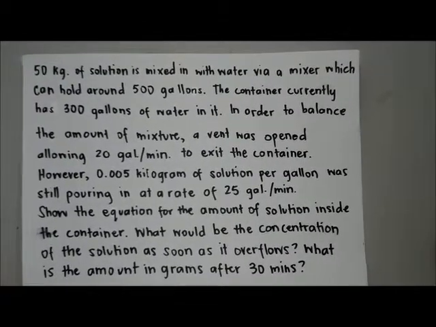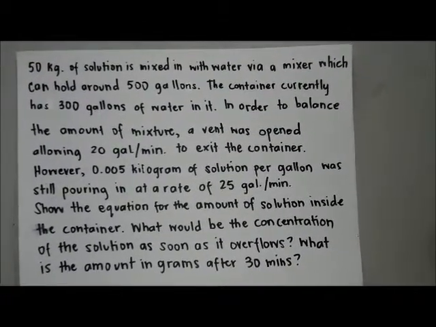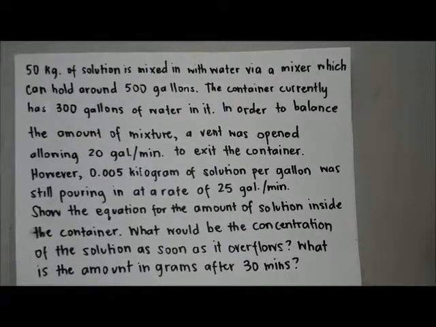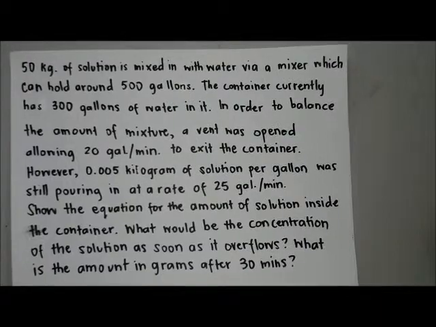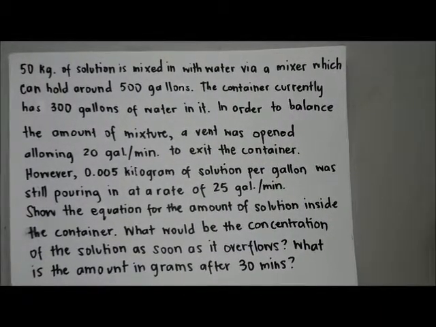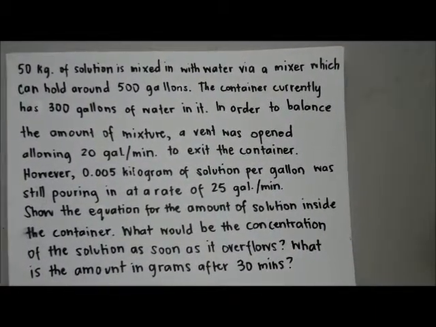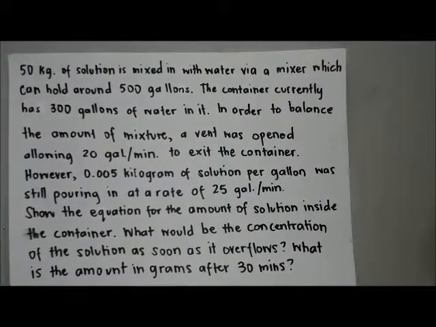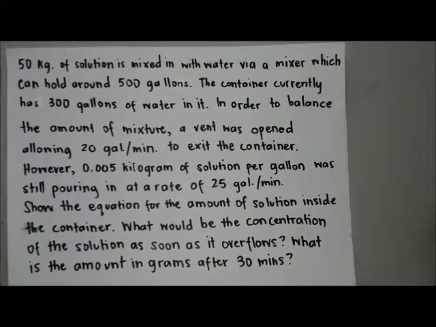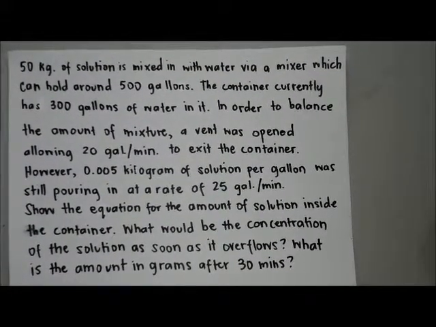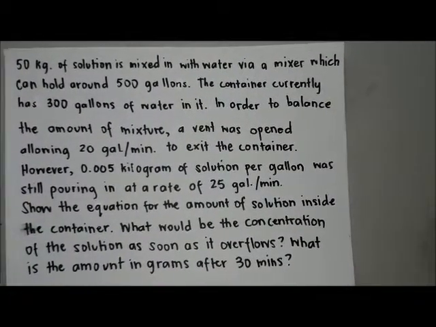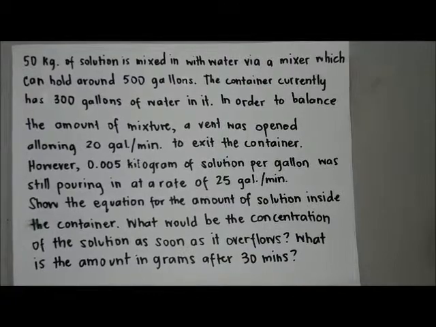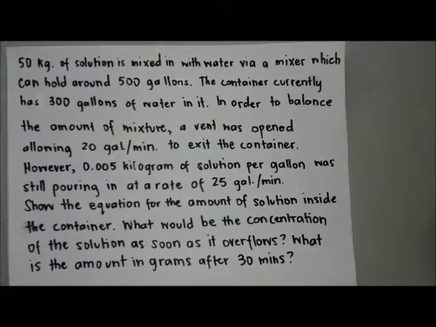A 50 kg of solution is mixed in with water via a mixer which can hold around 500 gallons. The container currently has 300 gallons of water in it. In order to balance the amount of mixture, a vent was opened, allowing 20 gallons per minute to exit the container. However, 0.005 kg of solution per gallon was still pouring in at a rate of 25 gallons per minute.